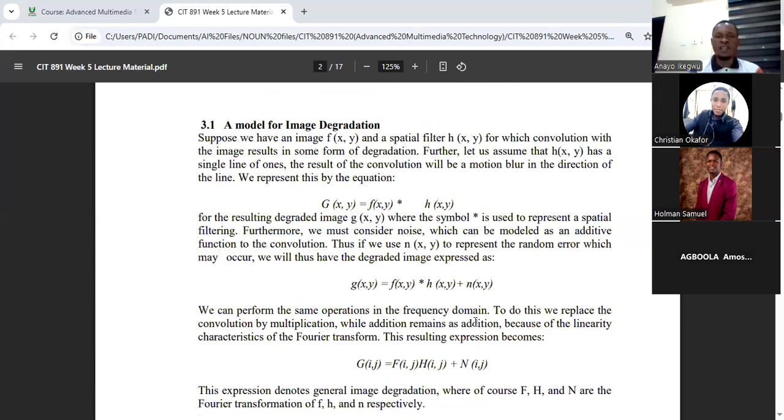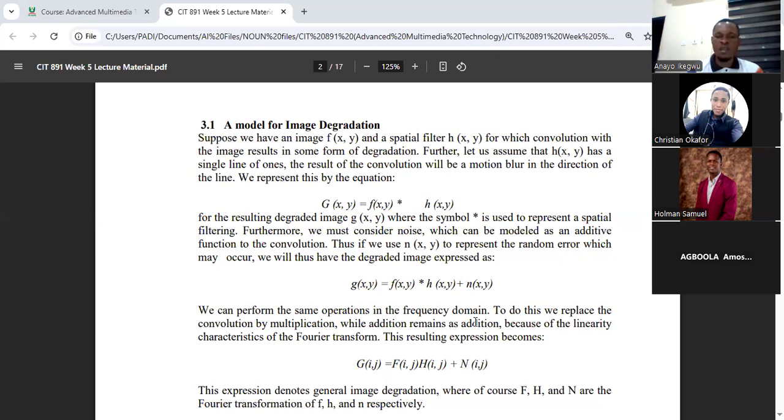A model for image degradation is more of mathematical models. Remember that the computer language is made up of zeros and ones. That is what we call machine language. So it is all about mathematics. It's all about models. Everything about computer is all about models.